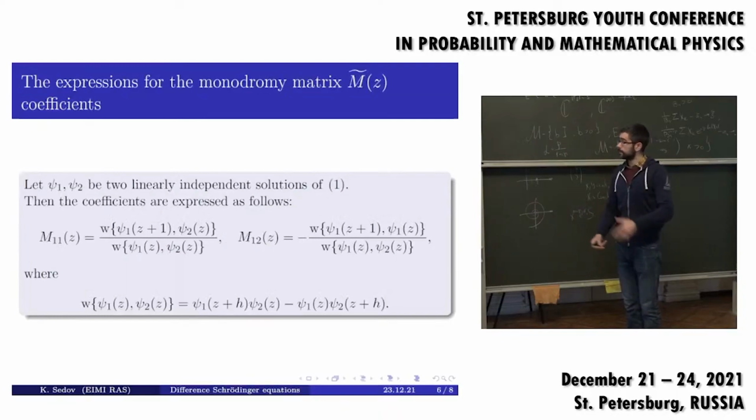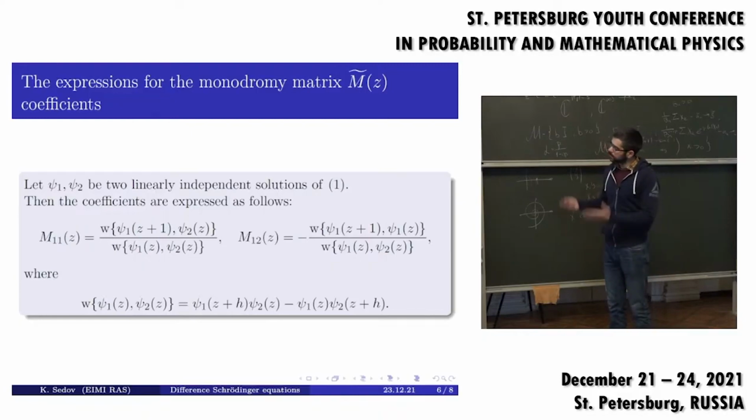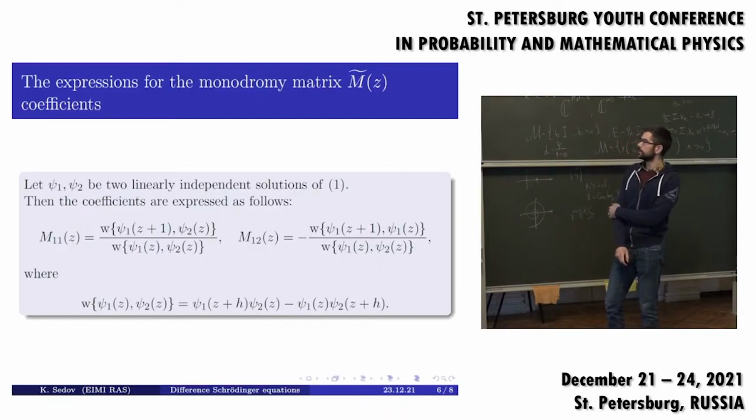So let me now discuss the way of the construction of the asymptotics. In order to understand asymptotics, one has to first construct two linearly independent solutions of the equation, since the coefficients of the monodromy matrix are expressed in their terms. So let psi1 and psi2 be two linearly independent solutions of the equation. The coefficients m11 and m12 are expressed with the following formula. Here W is somewhat analogous to the Wronskian in the theory of differential equations. You can see the definition here.